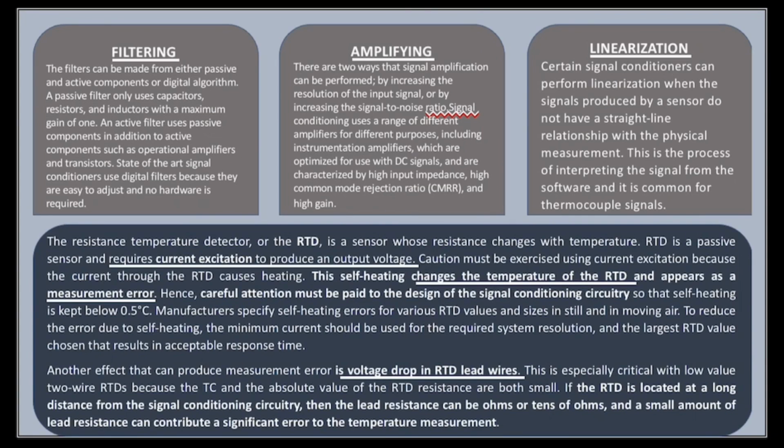Amplifying. There are two ways signal amplification can be performed: by increasing the resolution of the input signal or by increasing the signal-to-noise ratio. The conditioner uses a range of different amplifiers for different purposes, including instrumentation amplifiers, which are optimized for use with DC signals and are characterized by high input impedance, high common-mode rejection ratio (CMRR), and high gain.